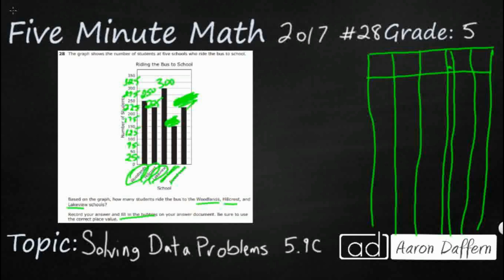So we've got Woodlands, 250. Hillcrest, 225. Lakeview, 300. And it's just adding them up. We don't need to overthink this one. We just want to see how many students ride the bus to those 3 schools together. So that's 5, that's 7, and that's another 7. So 775, but like I said, there's no A, B, C, D, F, G, H, or J.